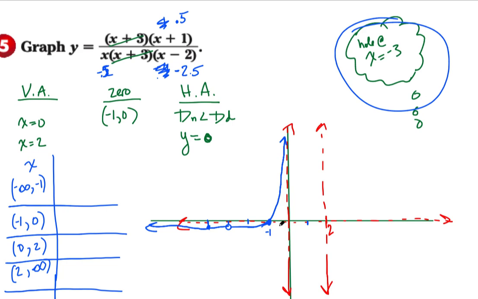Does that kind of make sense? All right, so we've checked this interval. Now let's check from 0 to 2. An easy number to plug in would be 1. So I'll just plug that in and see what happens, what the sign is, to give me an idea of what's happening.